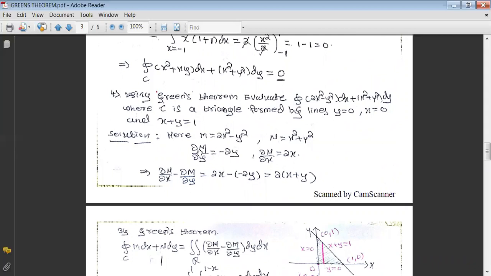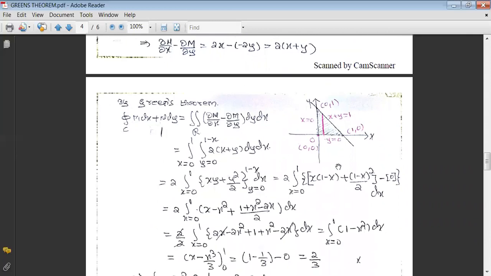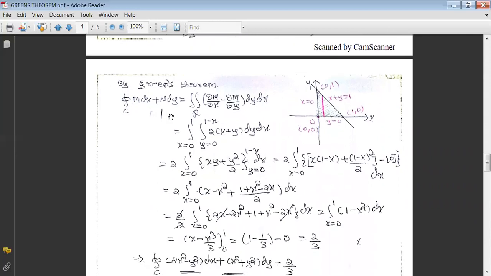And the partial derivative of M with respect to y is minus 2y and the partial derivative of N with respect to x is 2x. If you take the difference between the partial derivative of N with respect to x and that of M with respect to y, it results in 2 into (x plus y). Now by recalling Green's theorem, we can write like this.